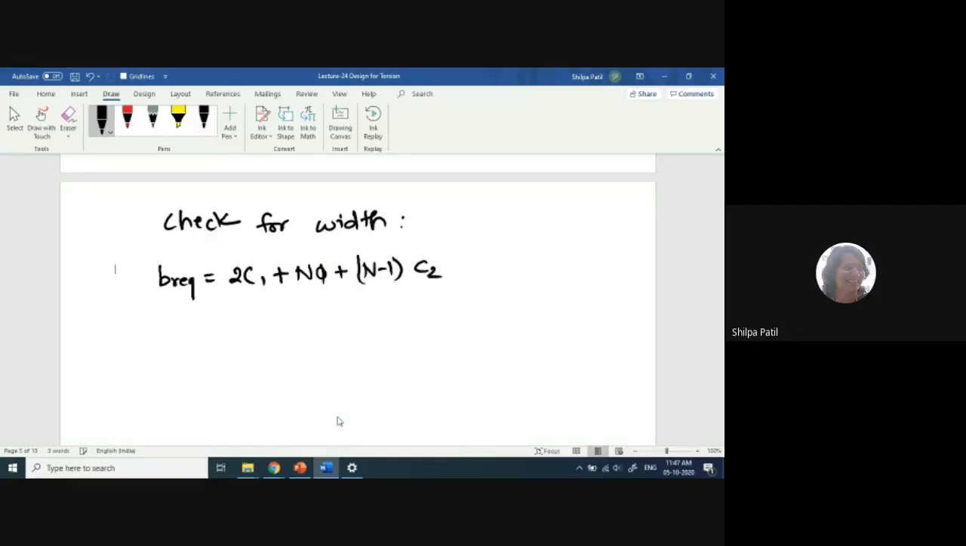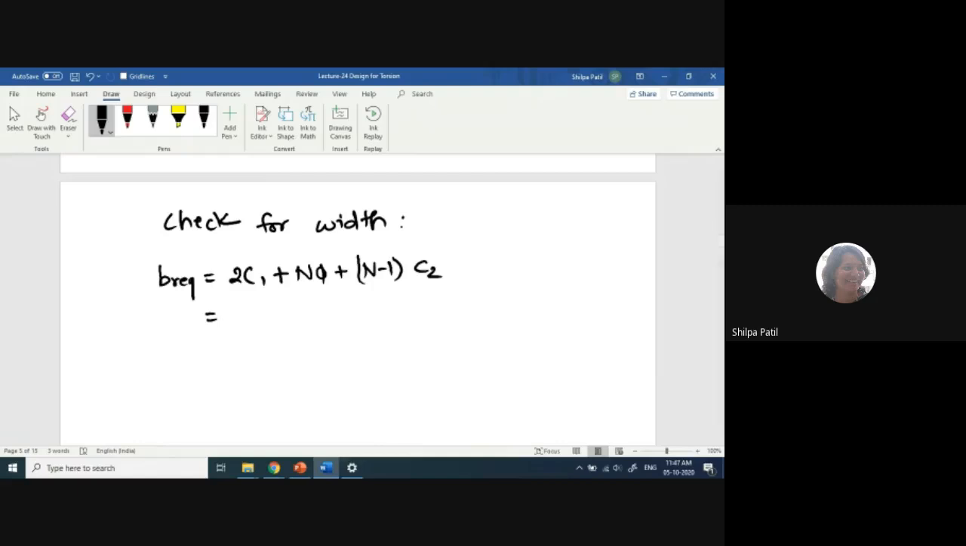Okay, C2 we will assume here. C2 is the spacing between individual bars, right? So it depends upon the bar diameter. The largest bar diameter is 25 mm, and the maximum size of the aggregate is normally considered as 20 mm. So out of these two, it should not be greater than the maximum of the two values, right? C2 should not be greater than 25. Should not be greater or lesser.